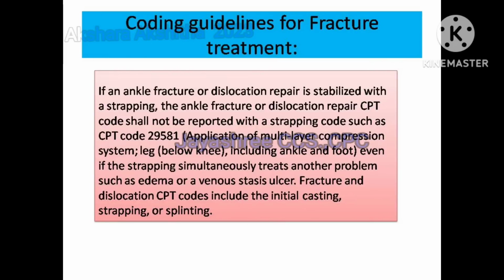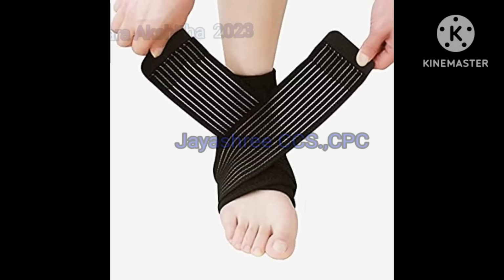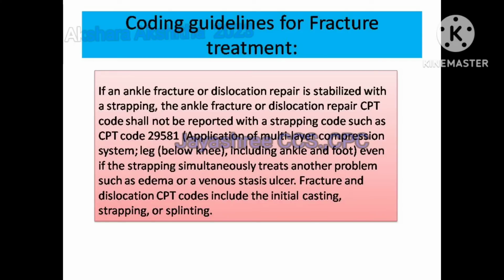Okay. So the next point is, if the ankle fracture or dislocation repair is stabilized with strapping, then we cannot report the strapping CPT code with the ankle fracture CPT code. That strapping CPT code is 29581, application of multi-layer compression system, leg, below knee, including ankle and foot. This CPT code we cannot report with the fracture dislocation repair CPT code.